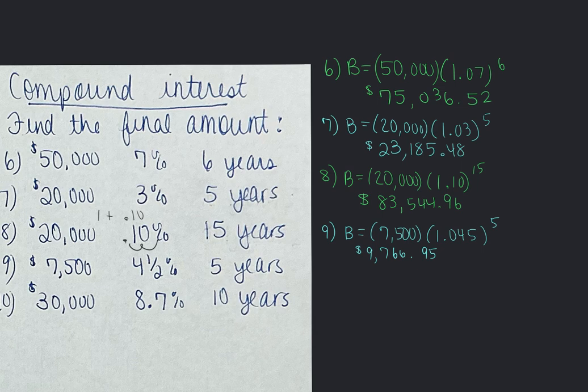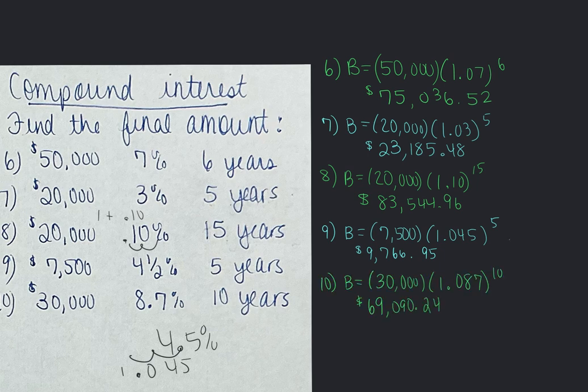All right, question 9 was difficult because I had 4.5%. So remember, if I'm going to do that, I'm going to make it 4.5%. Then I hop backwards twice, 0.045, and I stick the 1 in front. The answer is $9,766.95.